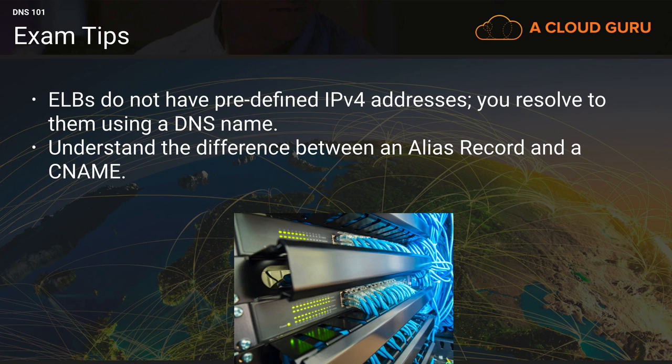So when you're creating a naked domain, or when you've got a naked domain name like example.com, and you want it to point to your elastic load balancer, you're going to use an alias record, and that alias record is going to point to the DNS name of your elastic load balancer because you do not have an IPv4 address for that elastic load balancer.